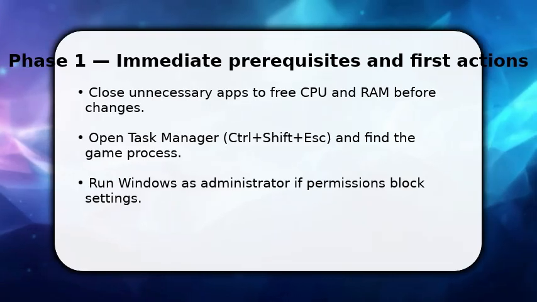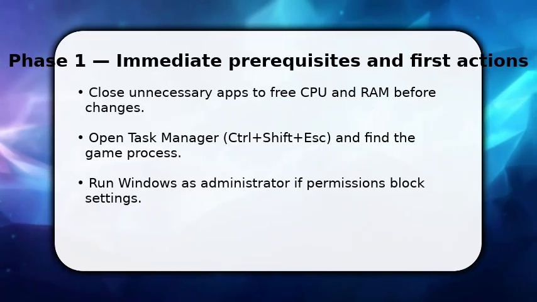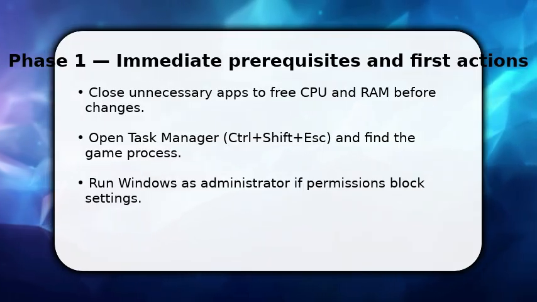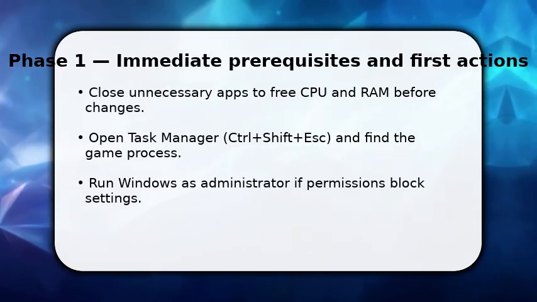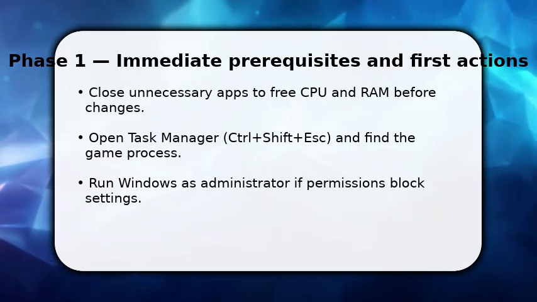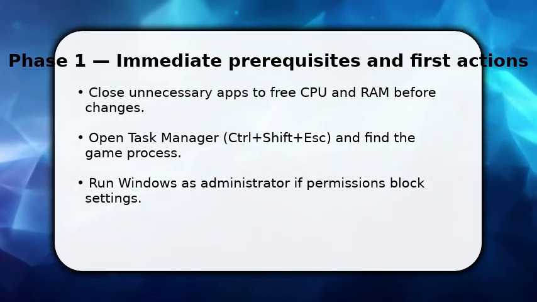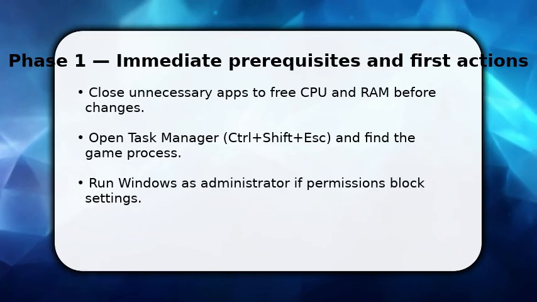You start by preparing the system. Close background apps to free CPU and RAM because priority changes matter only when resources are available. Open Task Manager with Control plus Shift plus ESC, then locate your game's process under Details. This is the handle you will change.